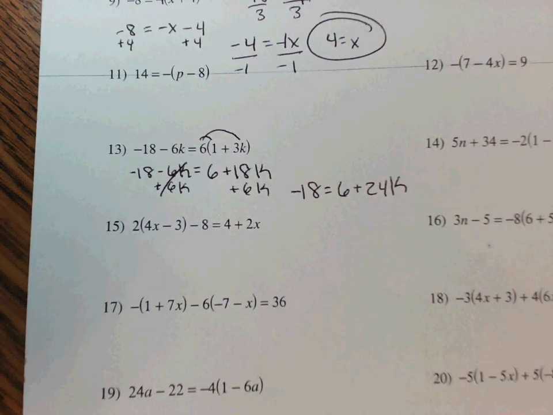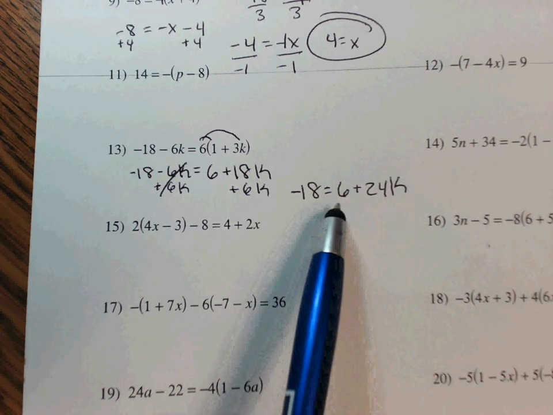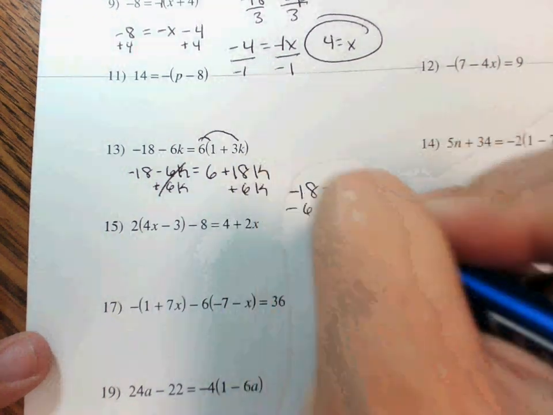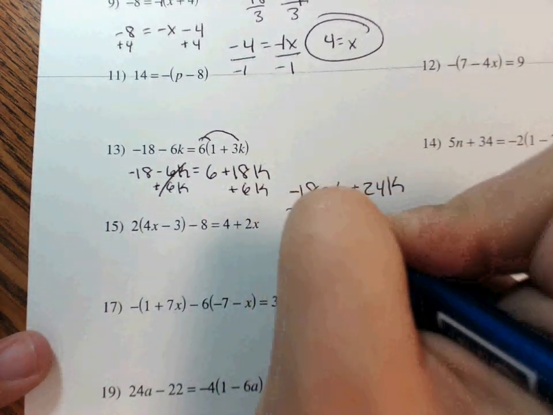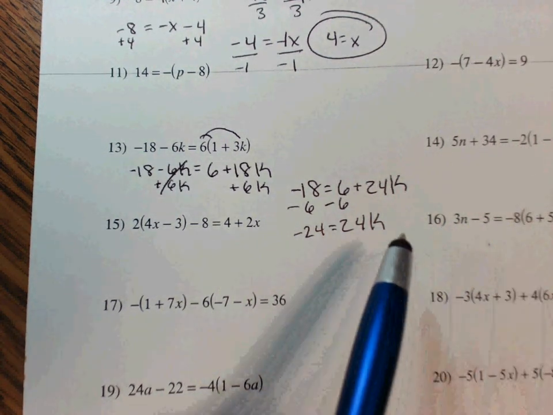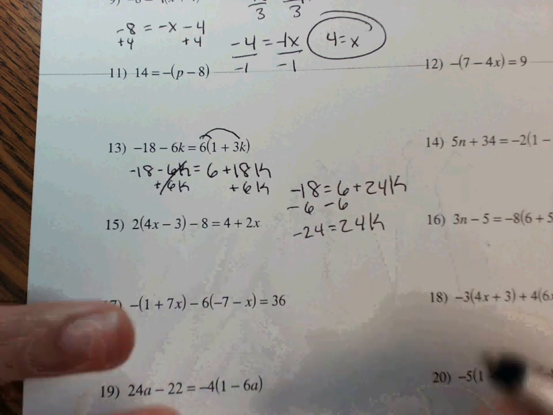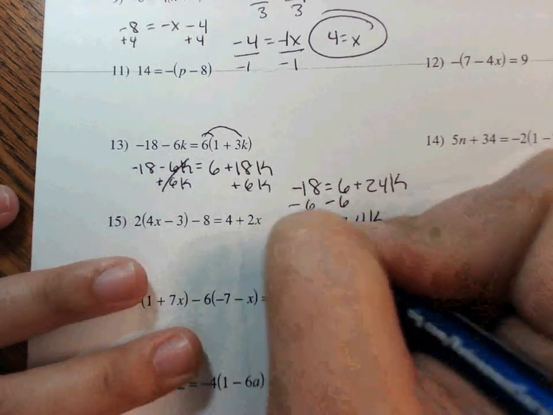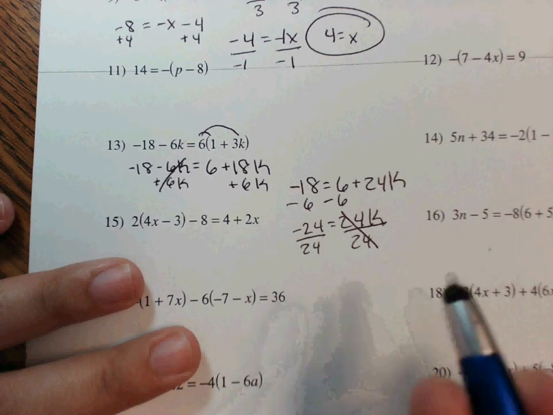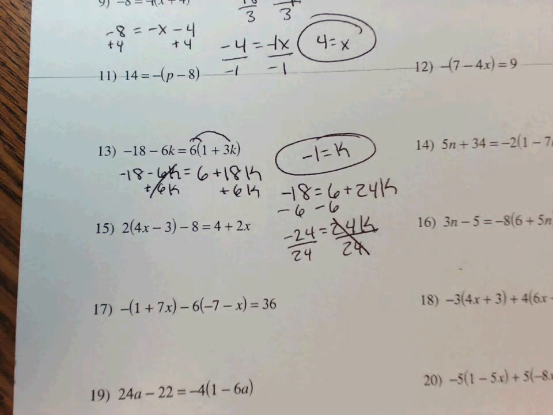Okay, not too bad. I need to get this variable again by itself, so I'm going to take this 6 and move it to the other side. We get negative 24 equals 24k. And then the last step, if that 24 is beside, I need to divide. I need to get rid of it and move it to the other side, do the opposite. So it's going to cancel here. Negative 24 divided by 24 gives you a negative 1.